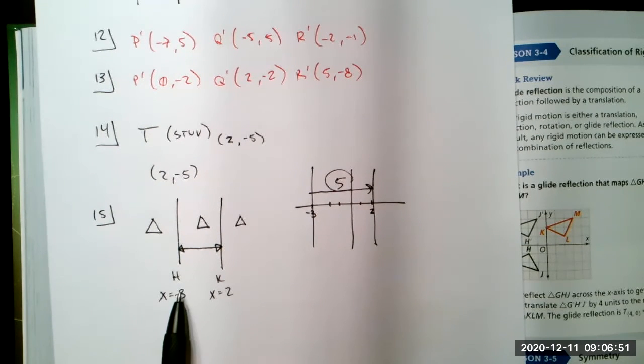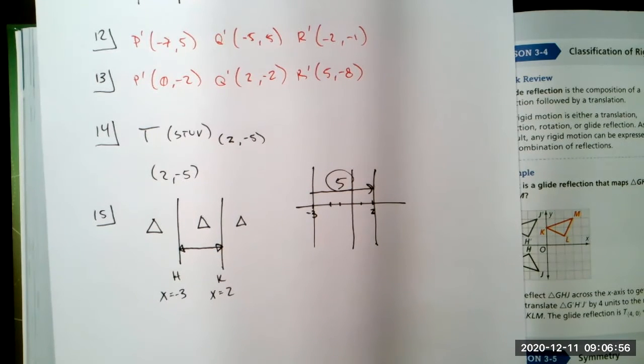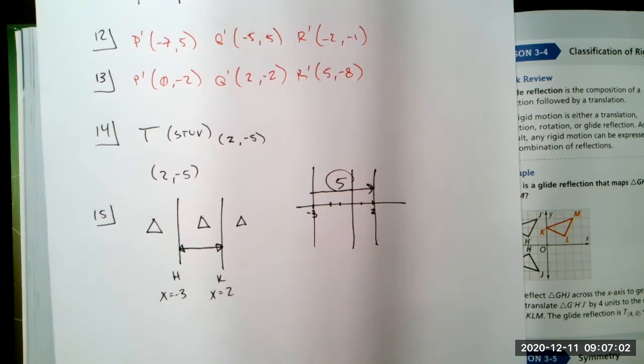So same thing here. They're not even giving you a coordinate system. You can draw it yourself. You can draw something like this. You can just think about it in your head. How far apart are these two values? Well, on a number line or on a coordinate system, they're 5 units apart.